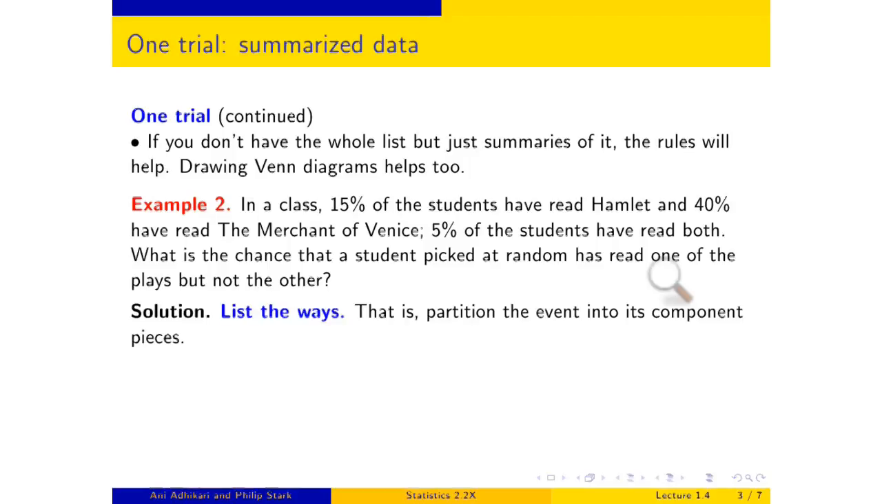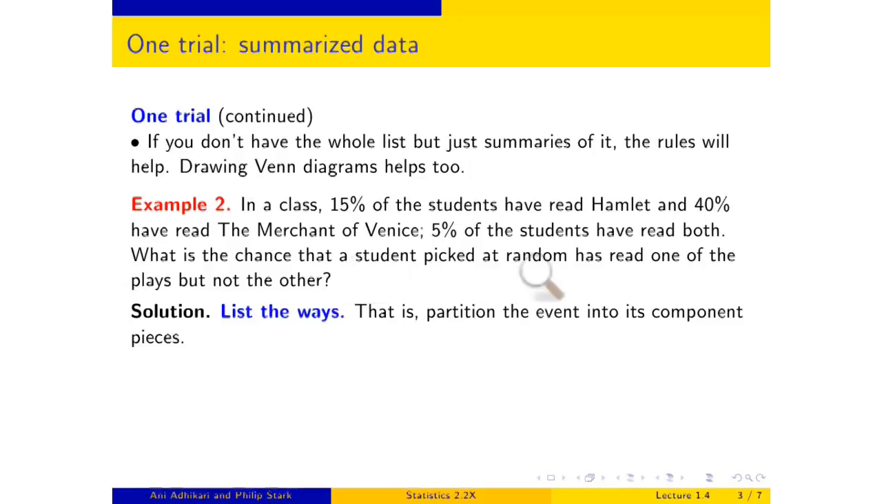So what I'm going to do is list the ways that my event can happen, and what you're going to do is take out your paper and draw a Venn diagram. Draw a blob of size about 15%. It doesn't matter, just draw a blob. This corresponds to the Hamlet people. Then draw a bigger blob corresponding to the Merchant of Venice people and make sure they overlap. That overlap has size 5%.